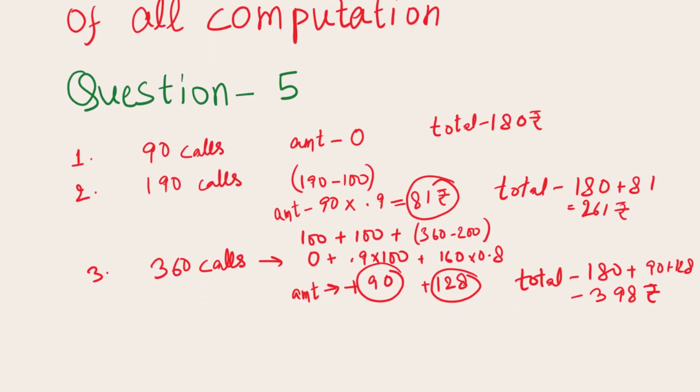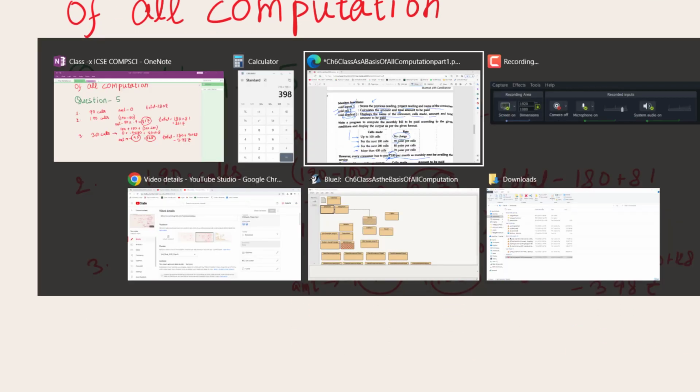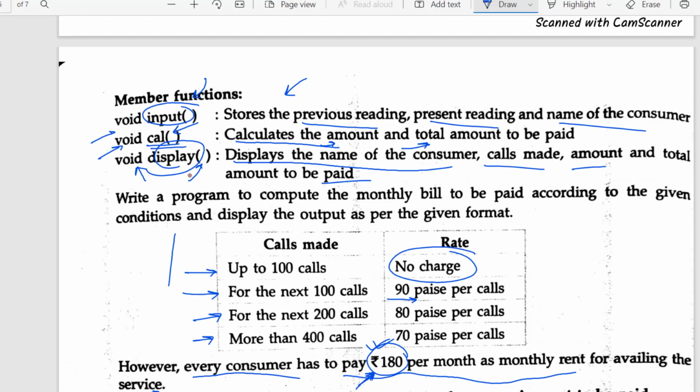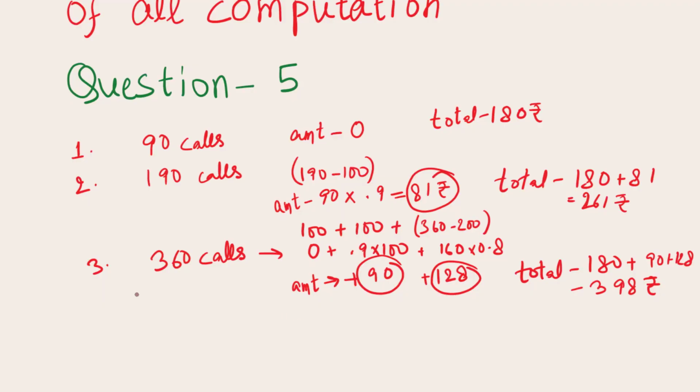Okay, so this was the third scenario that can happen. There is one more scenario. Suppose somebody does more than 400 calls. What is more than 400? 200 plus 200 is 400. So say somebody does more than 400 calls, say somebody does 450 calls.